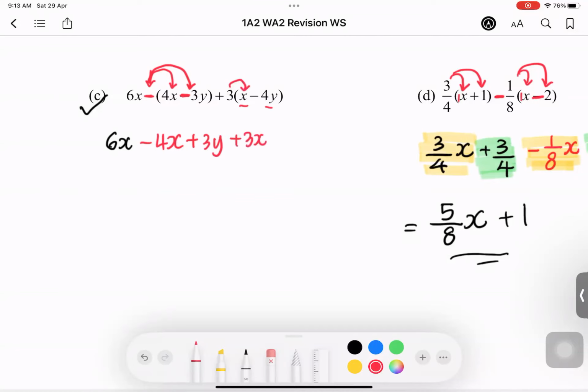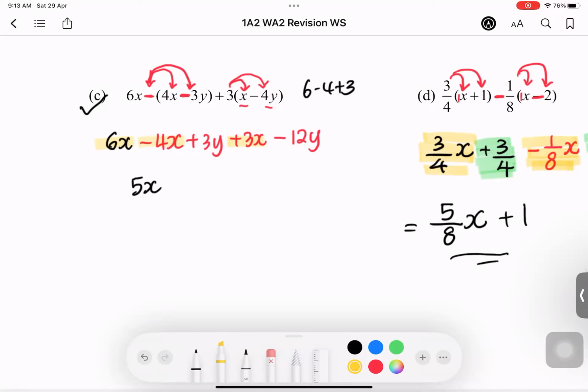Then is that all? 3 also must multiply to what? 4y. Yeah, -4y, correct. So 3 times 4 gives me -12y. Then we simplify this by adding our like terms together. So 6x minus 4x plus 3x. Then you can calculate your answer. 6 minus 4 plus 3 gives me the answer, 5x.